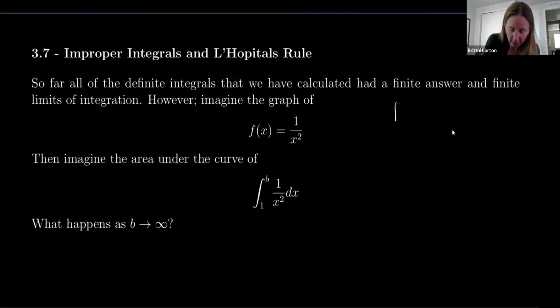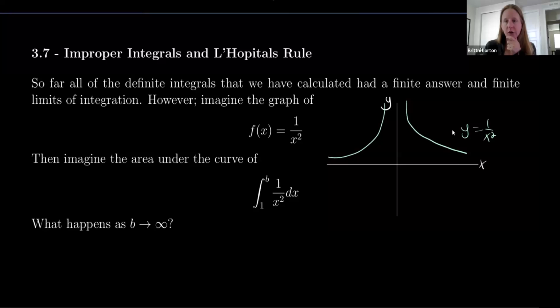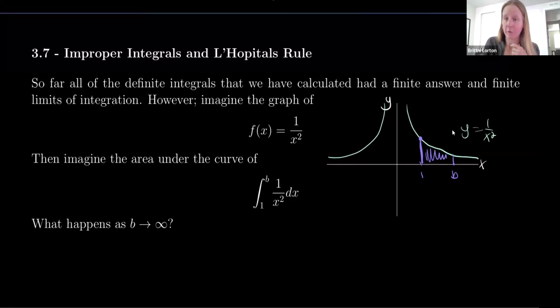So let's first imagine the graph of f of x equals 1 over x squared, which I'll graph here for us, give or take. This is the graph of y equals 1 over x squared. So the idea here is I want to think now about the area underneath the curve from 1 to b, so from 1 to some ending point. Here's the x value of 1, and then I'm going to end somewhere else. So this is the area that I'm going to be looking for.